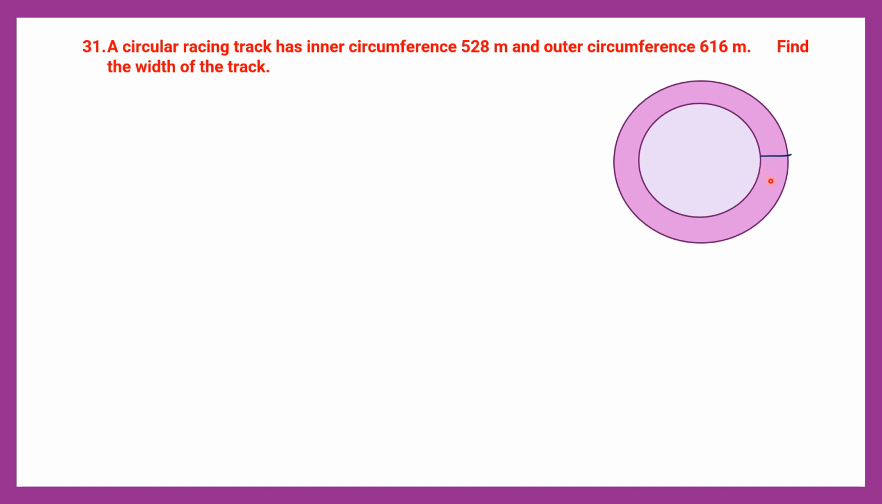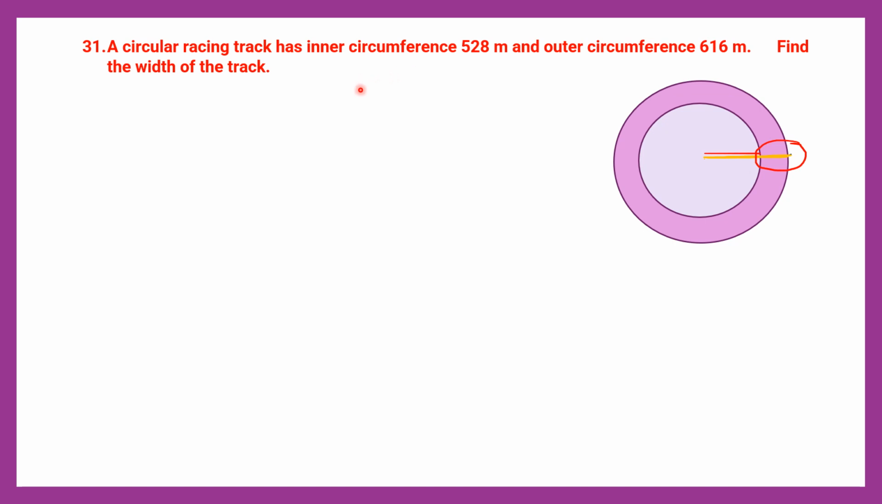Now, how do we find the width of the track? If you take the outer radius, that is from the center to the outside, and you take the inner radius, that is from here to this portion, and you subtract the two, you get this portion, which is the width of the track. That means you need to know the outer radius and the inner radius, subtract both, and you will get the width of the track. Now, what have we been given? We've been given the circumference. From that, we have to find the radius and then subtract.